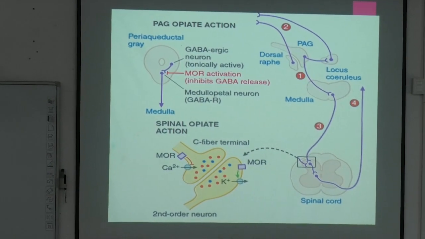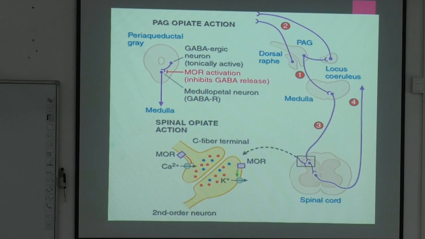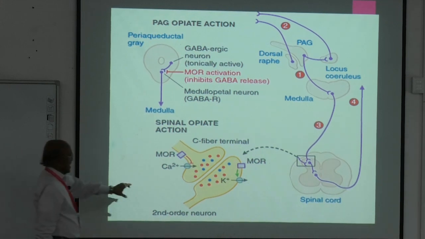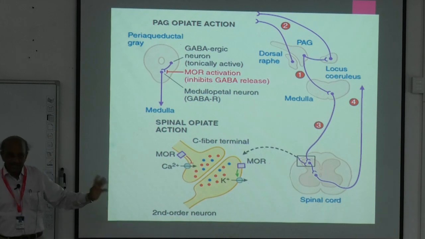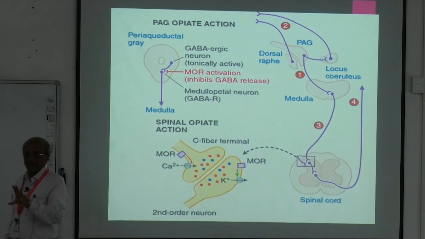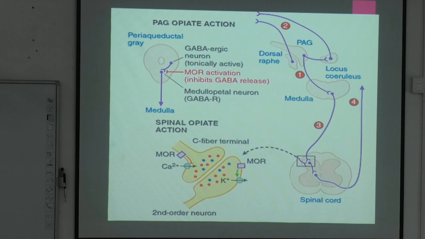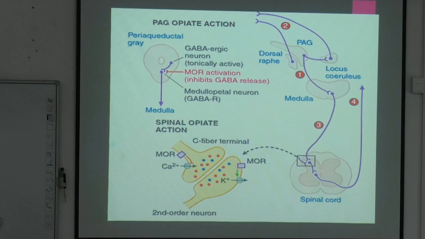And in the spinal cord, how can they inhibit the excitation of the ascending pathway? You can see the peripheral afferent nerve fiber, the C fiber terminal. There is presence of mu opioid receptor, and these excitatory transmitters are released with the help of activation of the calcium channel. This calcium is the driving force to release excitatory neurotransmitters like glutamate and substance P. Now what happens? Mu opioid receptors inhibit or block this calcium channel, and thereby inhibit the release of the excitatory neurotransmitter. So there is inhibition of the ascending pathway stimuli.